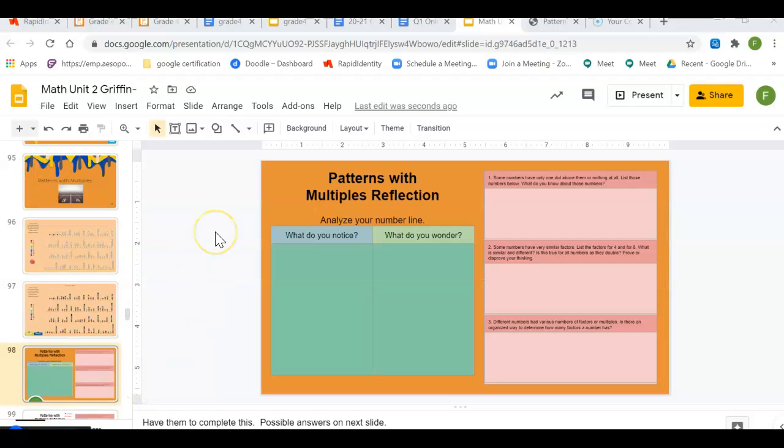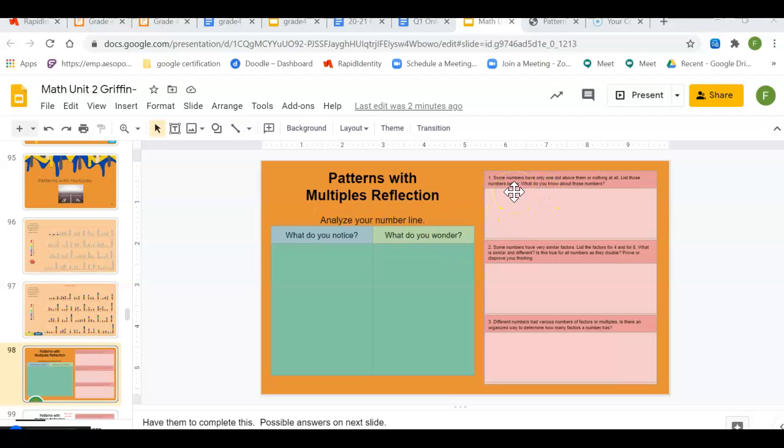So our next slide is an exercise for you to work on based off of the previous slide, where you filled in the multiples of each number. Patterns with multiple reflections. So what I want for you to do is to analyze your number line, the one that you completed on the previous slide, and think about and write down what did you notice, what did you wonder about it, and also I want you to complete the other side.